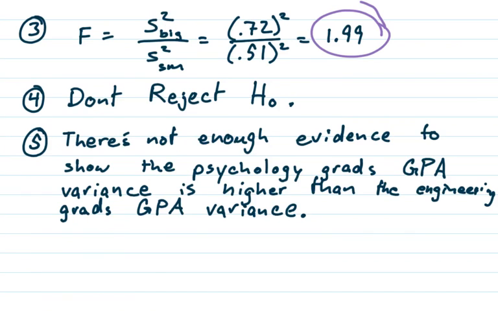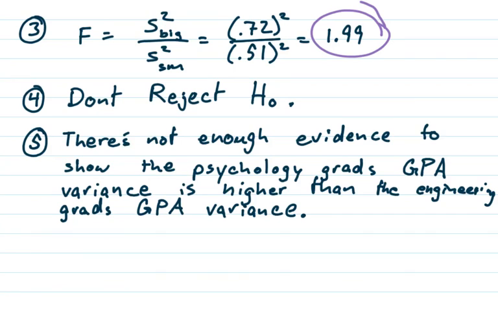And so we can summarize the results as follows. We did not reject H subscript 0, so we're going to say the evidence did not point to whatever we said for the alternative hypothesis, H subscript 1. So we did not throw away the null hypothesis, and so that is essentially what we're going to settle with. We're going to say there's not enough evidence to show that the psychology grads' GPA variance was higher than the engineering grads' GPA variance.